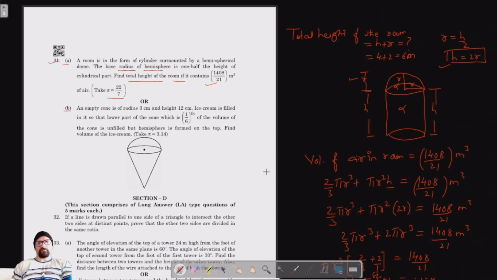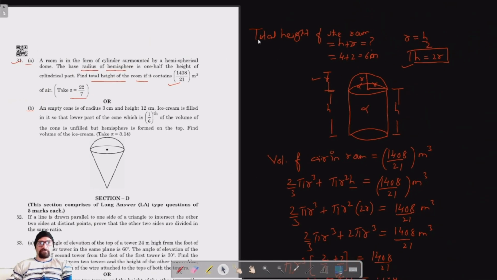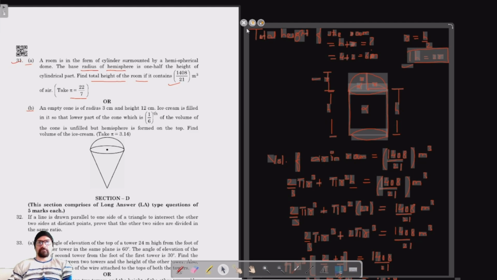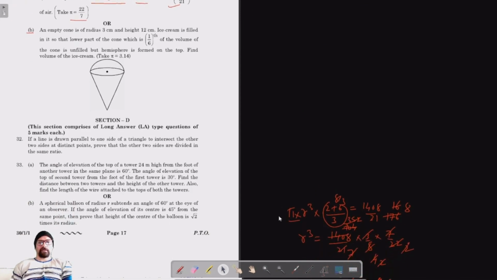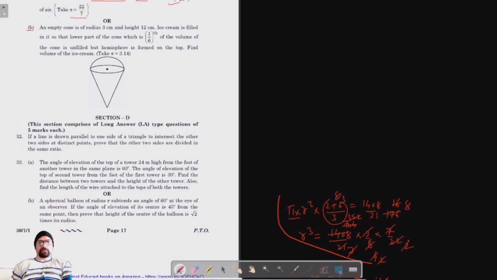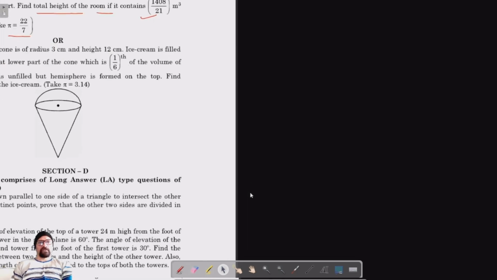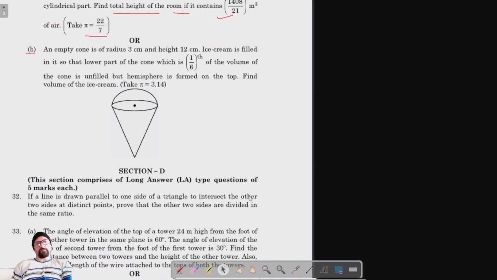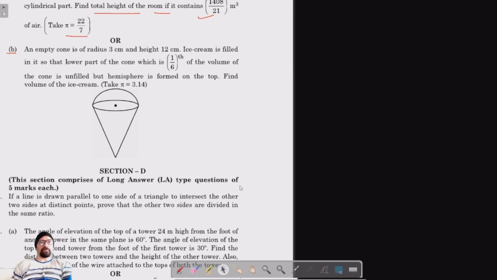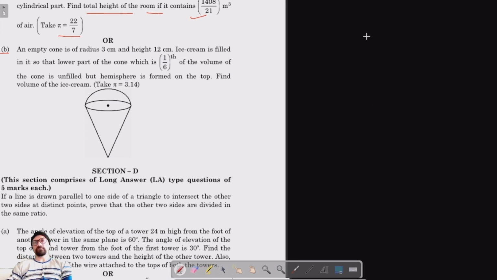Okay, now let's also try to solve the part B of this question. And for this, let me erase this. And let's try to understand what is given in the part B. So part B says that there is an empty cone which is of radius 3 centimeter and height 12 centimeter.